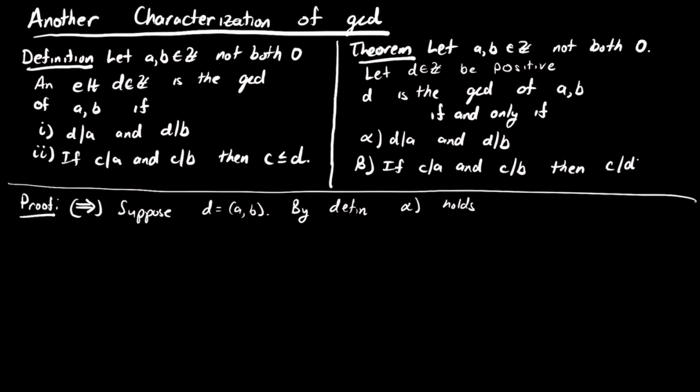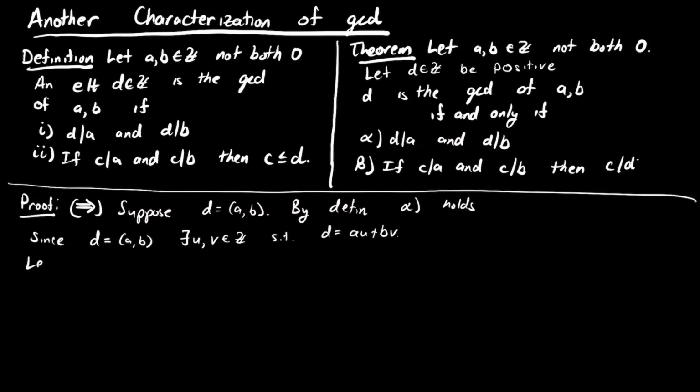So what we really need to show is that condition beta holds. So let's do that. Since D is the GCD of A and B, there exist integers U and V such that D is equal to AU plus BV.